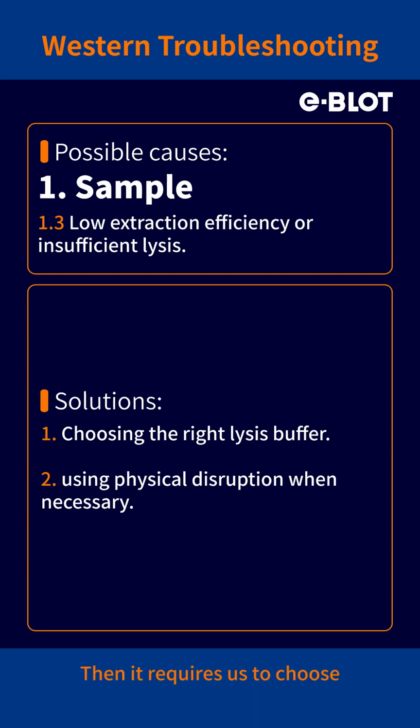Then it requires us to choose the right lysis fluid based on the localization of our target protein. Just like what I said, if you want to get the nucleus protein, select the appropriate nucleoprotein extraction kit. If you want to get cell membrane proteins, please select the appropriate cell membrane protein extraction kit. This gives you the maximum yield and enrichment of target proteins.